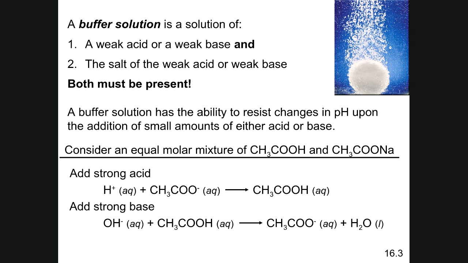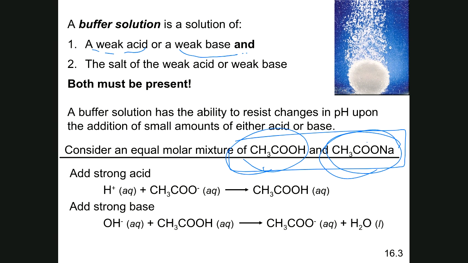So a buffer solution is a mixture of a weak acid and the salt of the weak acid, or a weak base and the salt of that weak base. So both of them must be present. Your acid cannot be a strong acid, and the salt of that acid must be included. So if you have a weak acid of acetic acid, the salt of the acetate is necessary in order to make a buffer solution. We have an example on the next slide that shows if you have a buffer or not. That could help you to recognize if you have a buffer or you don't have a buffer.